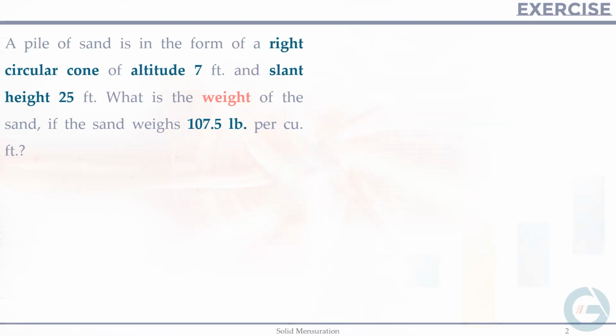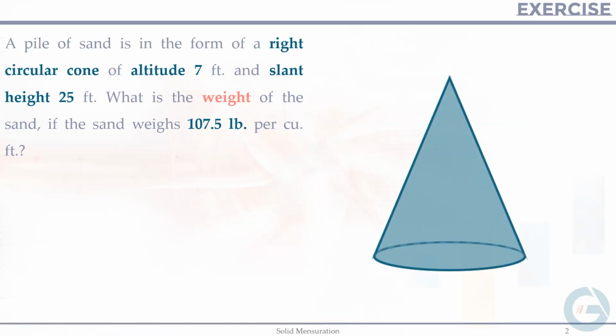Okay, so this one is very easy. A pile of sand is in the form of a right circular cone of altitude 7 feet and slant height 25 feet. What is the weight of the sand if the sand weighs 107.5 pounds per cubic foot? Okay, so the rate is in cubic feet, which means we are going to calculate for the volume.